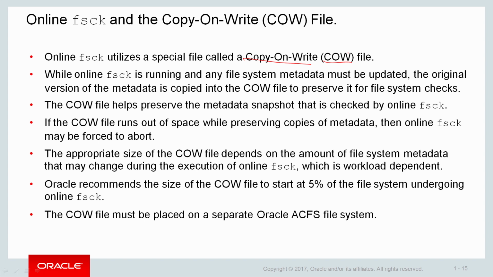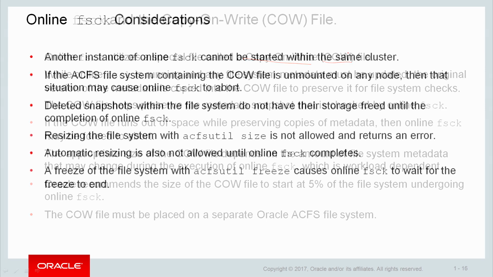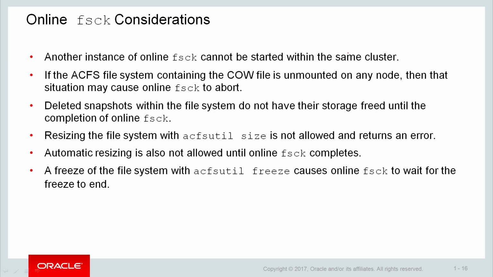This COW file must be placed in a separate Oracle ACFS file system. The COW file is temporary and will be deleted once the FSCK operation has completed. Other considerations for using this: another instance of online FSCK cannot be started within the same cluster. So you're the only one running at any one time. If the ACFS file system containing the COW file is unmounted on any of the nodes, then that situation may cause the online FSCK to abort.